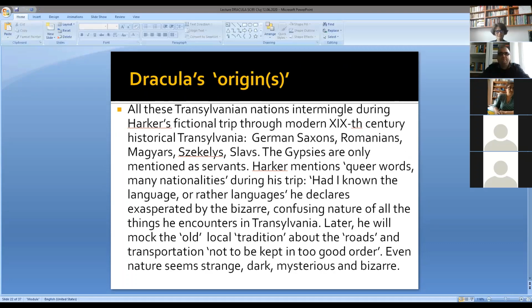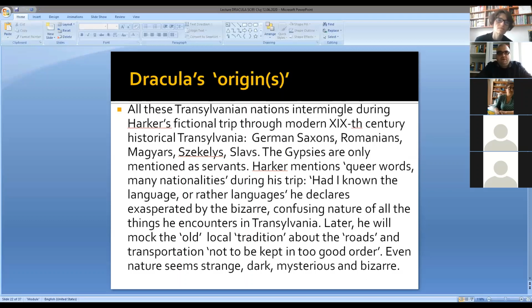So all these Transylvanian nations which appeared in the Middle Ages intermingled during Harker's fictional trip through modern 19th century historical Transylvania: the German Saxons, the Romanians, the Magyars, the Székelyes, the Slavs, probably, there were also Slavs there, I guess. The Gypsies are also mentioned, but only as servants in the novel. Harker mentions, quote, queer words, many nationalities during his trip, quote, had I known the language, or rather languages, so he actually specifies that there is more than one language spoken there. He declares this, exasperated by the bizarre, confusing nature of all the things he encounters in Transylvania.